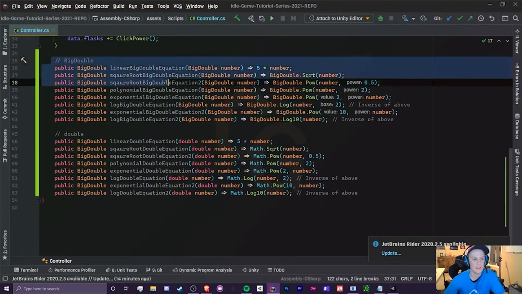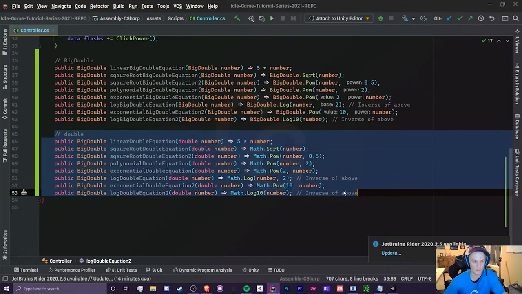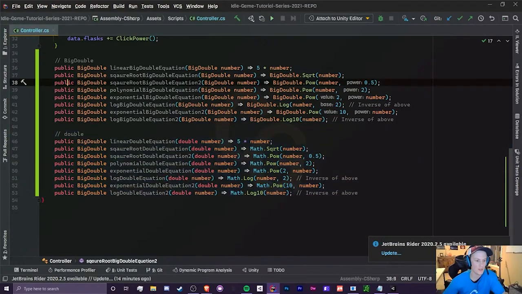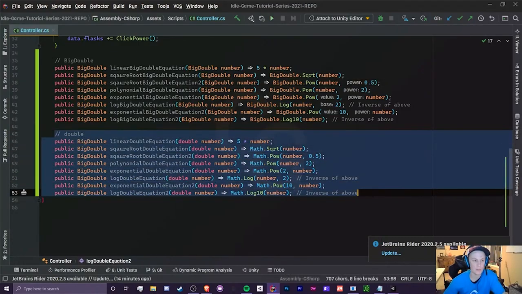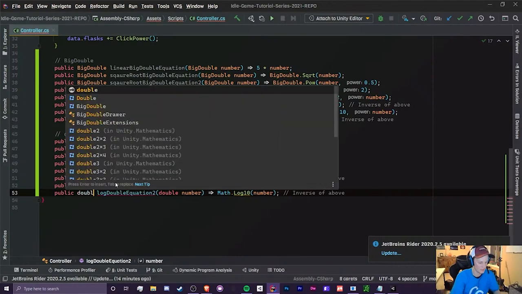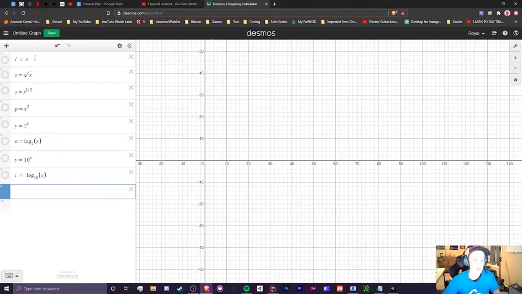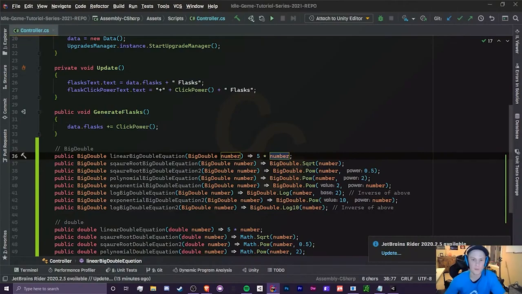But basically, I've explained earlier that big double is different than doubles. So if you're not using big doubles, you're going to be using these. If you're using big double, you're going to be using these, and maybe these sometimes. Also, I just forgot to replace these right here. Oops. This is the linear equation. It's just going up by x here, except we're multiplying by 5. So it's just a straight line. So it's just 5 times the number, and that's just linear growth.